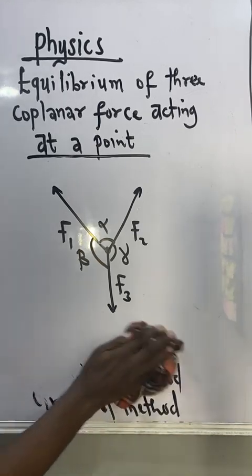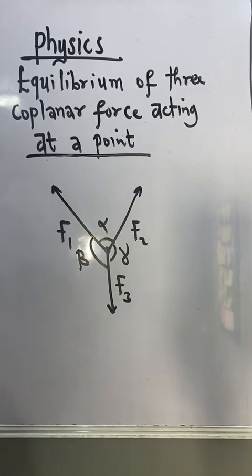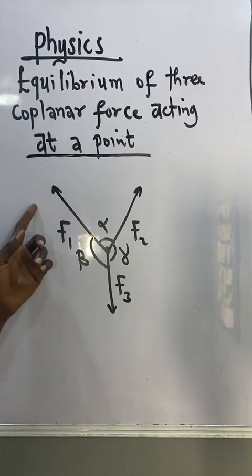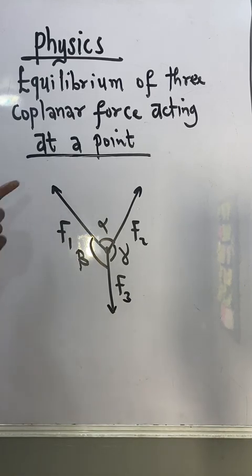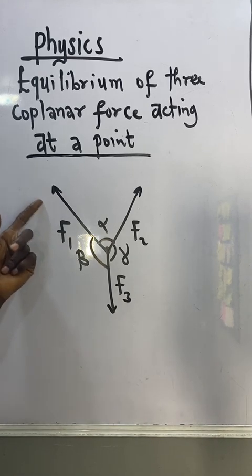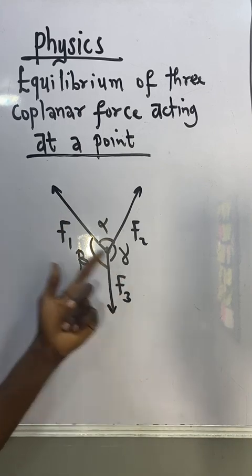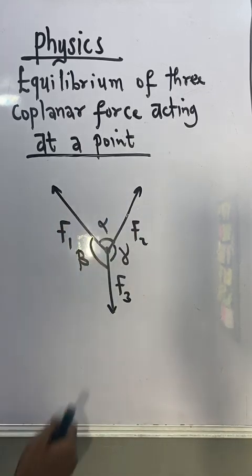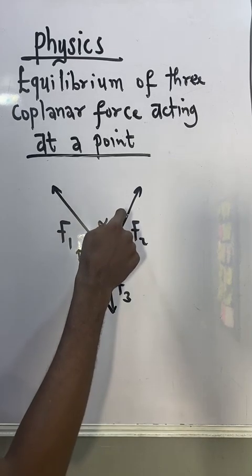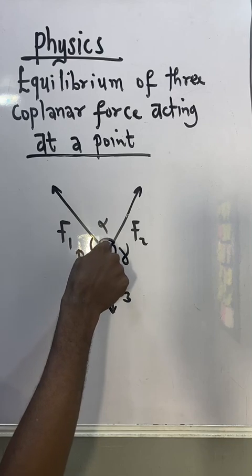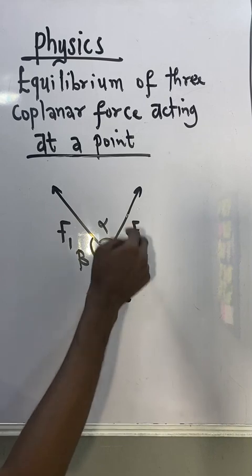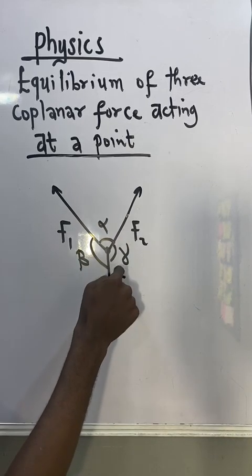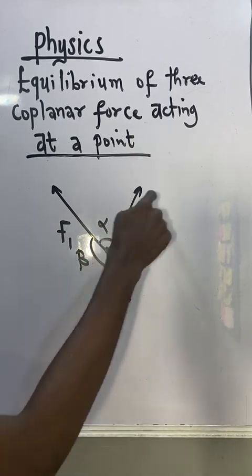What does Lami's theorem say? Lami's theorem says that if a system of three forces acts at a point, then each force is proportional to the sine of the angle between the other two forces. Let me repeat myself: if a system of three forces acts at a point, then each force is proportional to the sine of the angle between the other two forces.